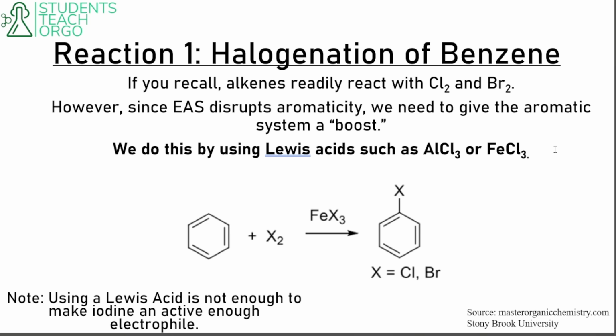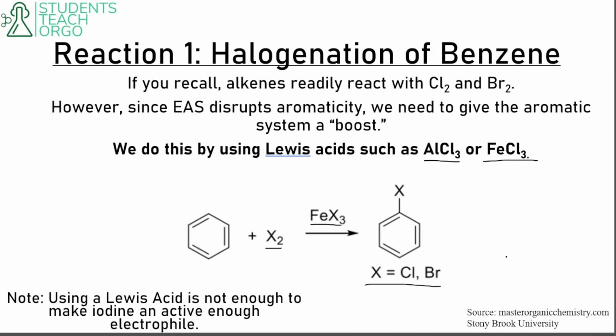Now, how do we do this? We do this by using Lewis acids. Powerful Lewis acids such as aluminum trichloride, or I would just call it aluminum chloride, or iron chloride. Note, using a Lewis acid is not enough to make iodine an active enough electrophile. So there's a separate reaction for that we can cover in the future. But essentially, you're using some sort of halogen, so chlorine or bromine, and either iron or aluminum chloride, and you essentially replace one of the hydrogens on the ring with that halogen.